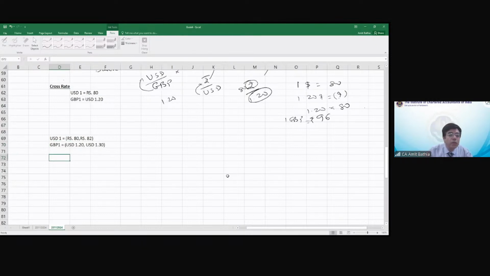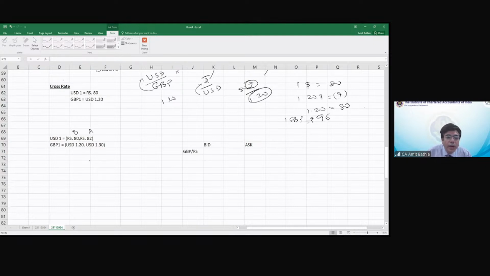Now you have to find what will be the bid price and ask price, for which I want basically GBP to rupee. Okay, I want to find GBP to rupees. So how do I go about finding that? Yes. So how do I go about doing that? Remember, this is the bid rate, this is the ask rate, right?